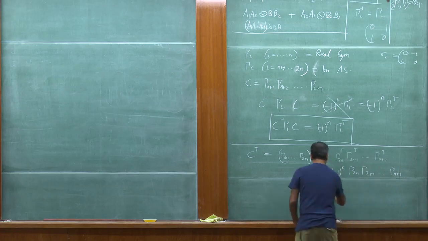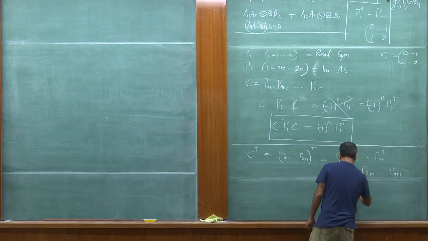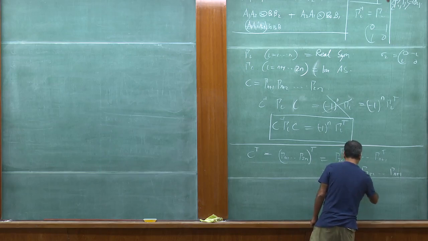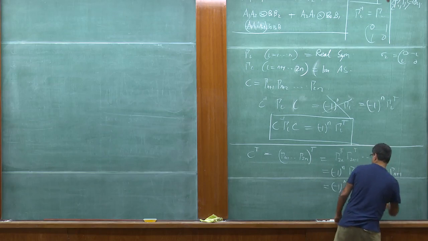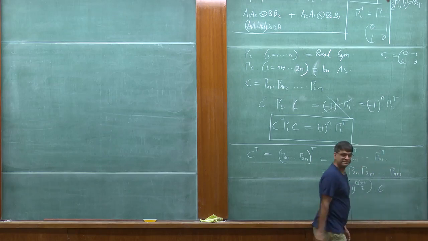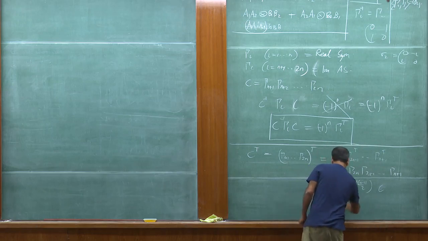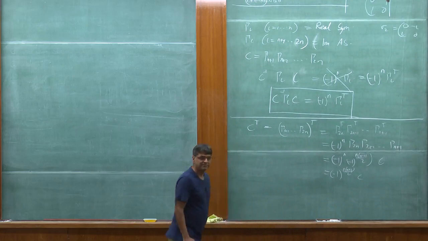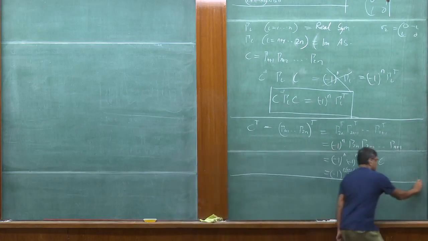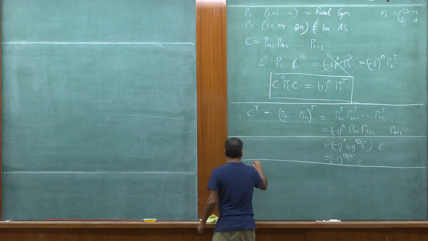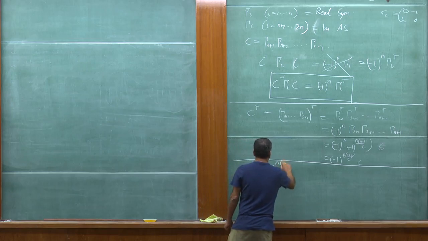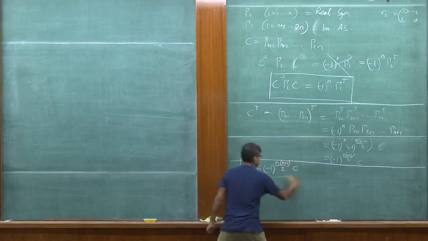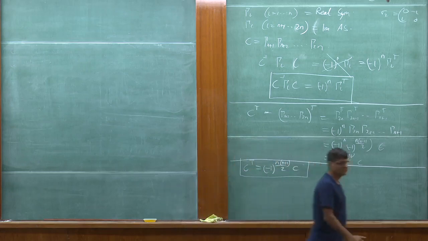And so this is equal to minus 1 to the power n times minus 1 to the power n times n minus 1 by 2, times C, which is the same as minus 1 to the power n times n plus 1 by 2. That's it. And therefore we've deduced that under transposition, C transpose is equal to minus 1 to the power n times n plus 1 by 2 times C. This will also be important. Great.